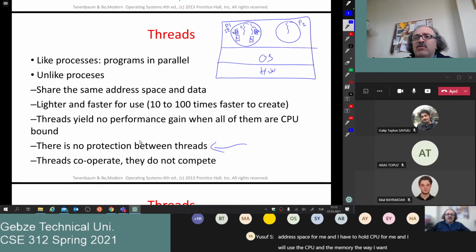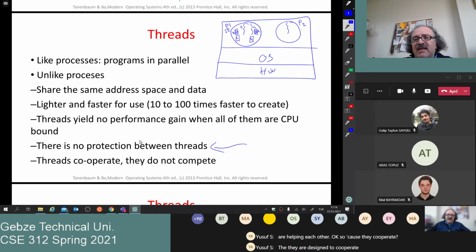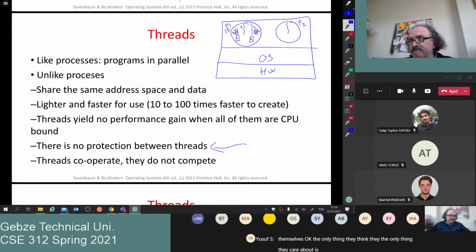The threads don't assume this. The thread assumes that there is another thread, and I have to be nice with the other thread because it is useful for me. If I make the other thread's life miserable, then my life will be miserable too, because we are helping each other. So threads cooperate. They are designed to cooperate. Processes are designed to run by themselves. The only thing they care about is themselves.